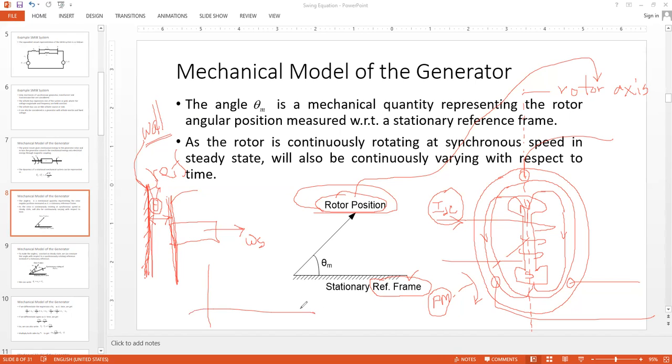If I try to plot this theta with respect to time, because this is a constant speed, what would happen? If at t equals 0 there was some certain theta, let's start from here. It will be a constant slope, right? Ever increasing distance. Clear? So this is what will happen with theta if the reference frame is stationary.